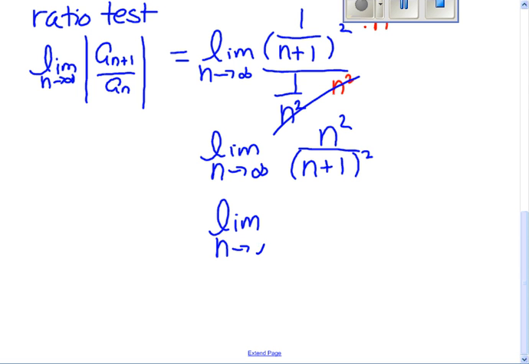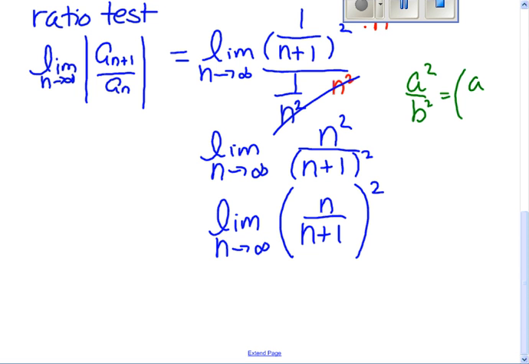It's the algebra that's going to get in our way right now. This is n over n plus 1 squared like that. That's the property of a squared over b squared is the same as a over b squared. So that's one of the properties that we're going to have to understand when we are looking at the ratio test. And now what's the limit of this inside thing? So it's 1 squared, so it's 1, so we know nothing.